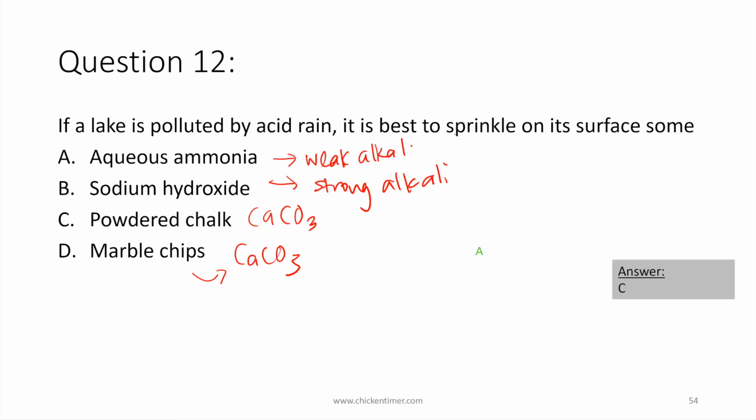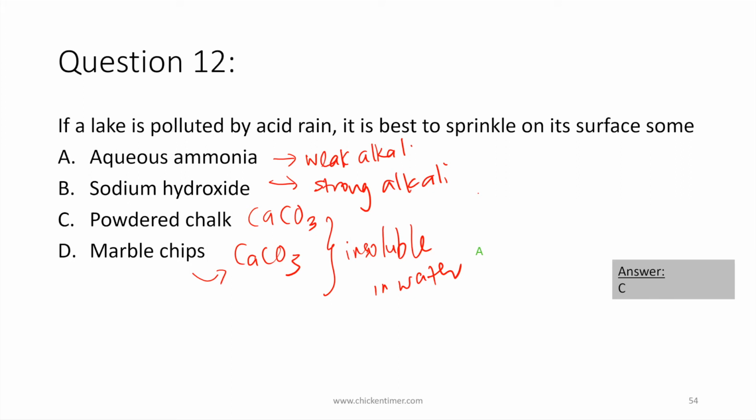Whereas C and D, powdered chalk and marble chips, are all calcium carbonate. They are insoluble in water. When they're insoluble in water, if there's nothing in the lake that will react with the carbonate, the calcium carbonate will just remain as it is, making it easy for you to remove the powdered chalk or the marble chips. It only reacts with the acid.